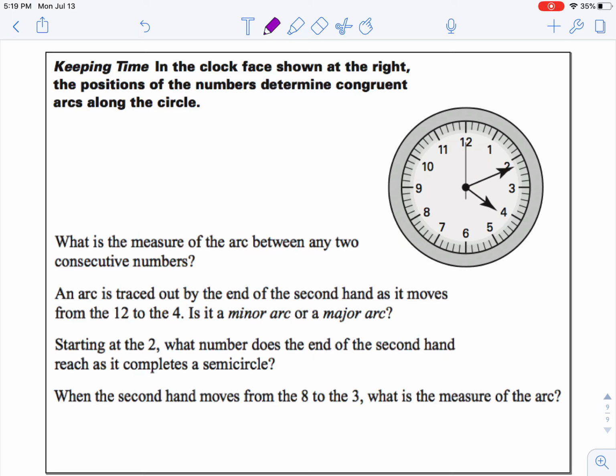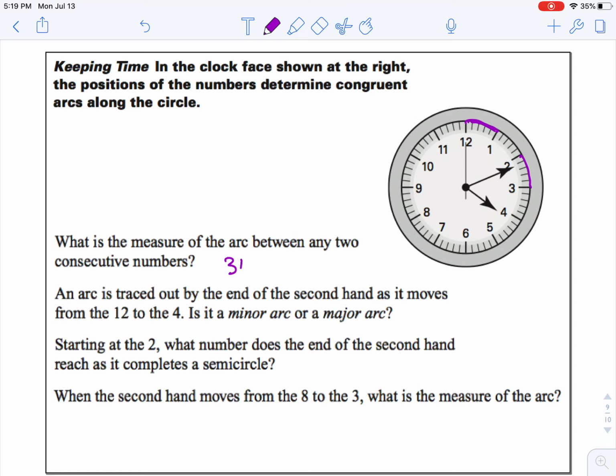All right, one last example, just kind of using these ideas here. This is using a clock. And many of you don't use a clock anymore. It's all digital. But in the clock face shown at the right, the positions of the numbers determine congruent arcs along the circle. So this arc right here is congruent to this arc right here, etc. They're all congruent. So what is the measure of the arc between any two consecutive numbers?